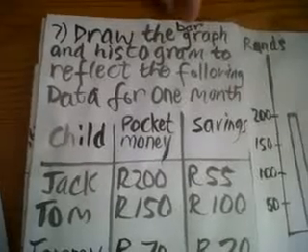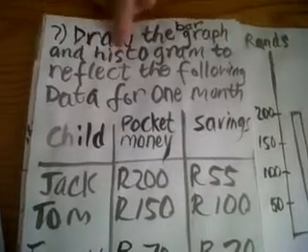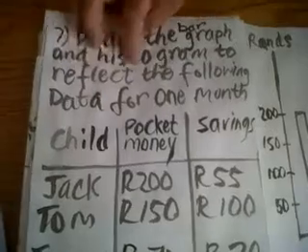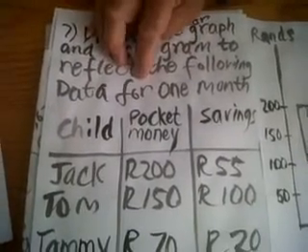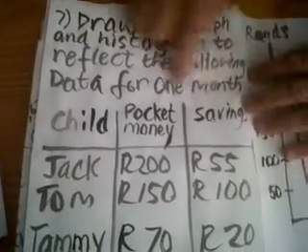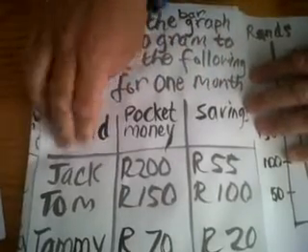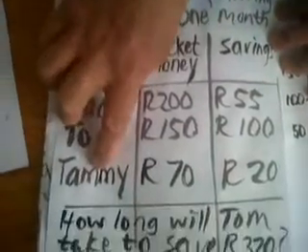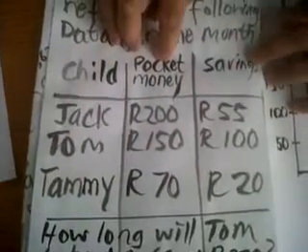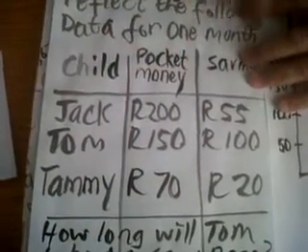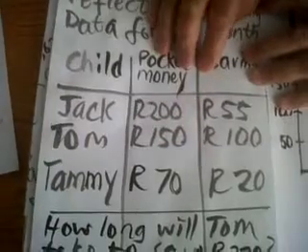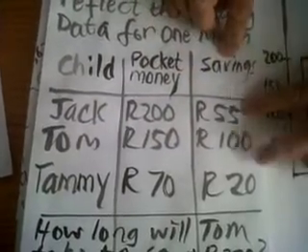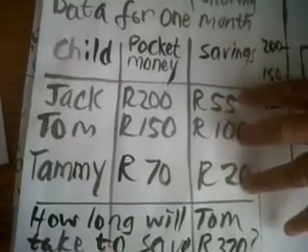Okay, let's say draw a bar graph and a histogram to reflect, which means to show, the following data for 1 month. Immediately you know you're only going to deal with 1 month. These are children, Jack, Tom and Tammy. This is the pocket money they get every month, because they say month here, so this must be for a month. 200, 150, 70. And how much do they save? This one saves 55, that one 100, that one 20.